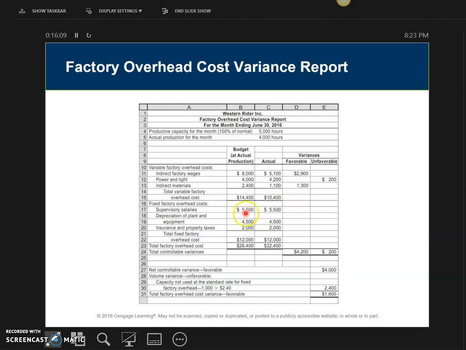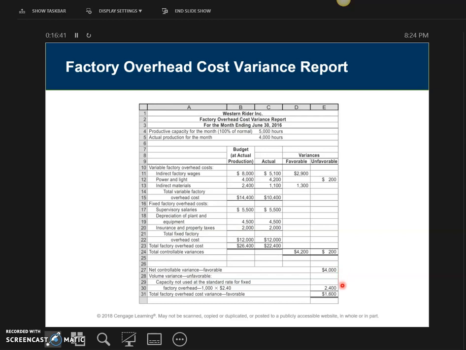Down here is my fixed. Remember, fixed is going to be the same no matter what, so it's not going to be favorable or unfavorable here. What I'm going to take a look at is my favorable, this amount, and my unfavorable, this amount. When I net them together, 4,200 minus 200 is 4,000. So that's my controllable variance. Remember what controllable was for. Controllable is variable.